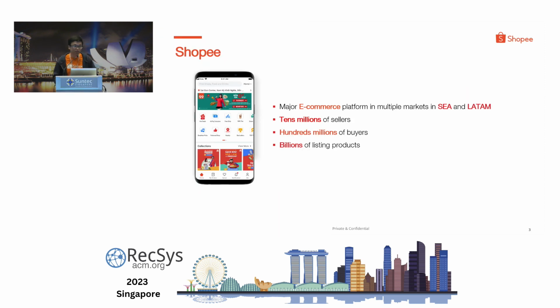First, a brief introduction about Shopee. If you are interested in the stock market, you may have heard about us. In the last 4 years, our stock price increased 10 times and then dropped 10 times. But not only about stock price, we are also known as a major e-commerce platform in multiple markets in Southeast Asia and Latin America, with tens of millions of sellers, 100 millions of buyers, and billions of listed products. At this scale, any improvement in the recommendation quality will have a huge impact on many people as well as the revenue of the platform.